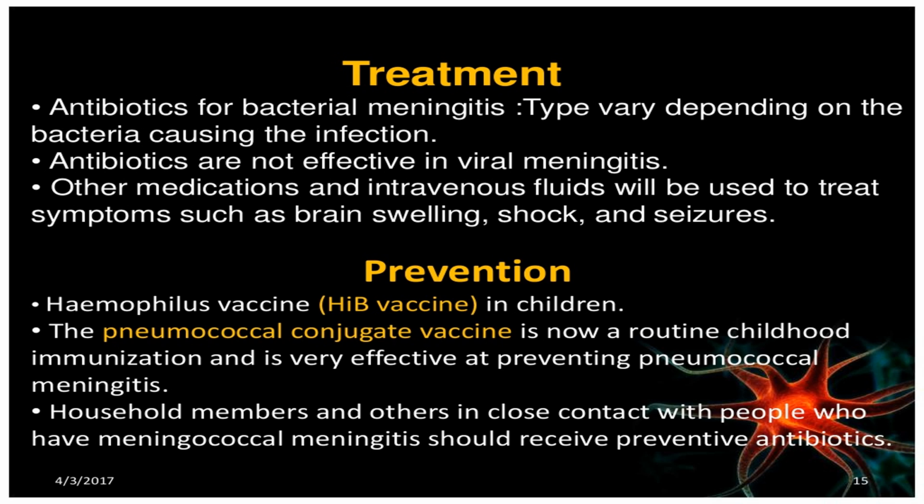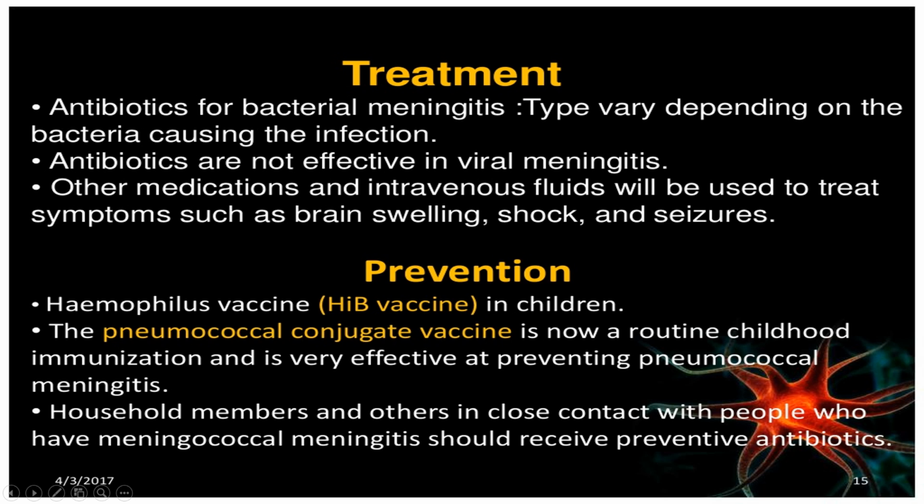So bacterial meningitis requires the use of antibiotics, and the type of antibiotics used can vary depending on the type of bacteria found to cause the infection. But antibiotics, as we know, are not effective against viruses, so they have to use antiviral medication to treat viral meningitis. Then also they have to treat the symptoms of meningitis. So they have to reduce the brain swelling. For shock they have to give intravenous fluids, and medication for seizures.